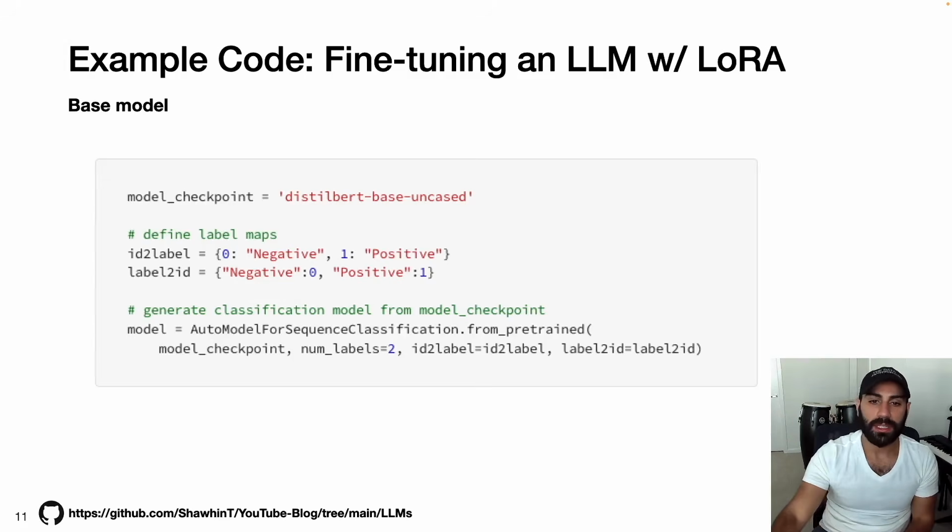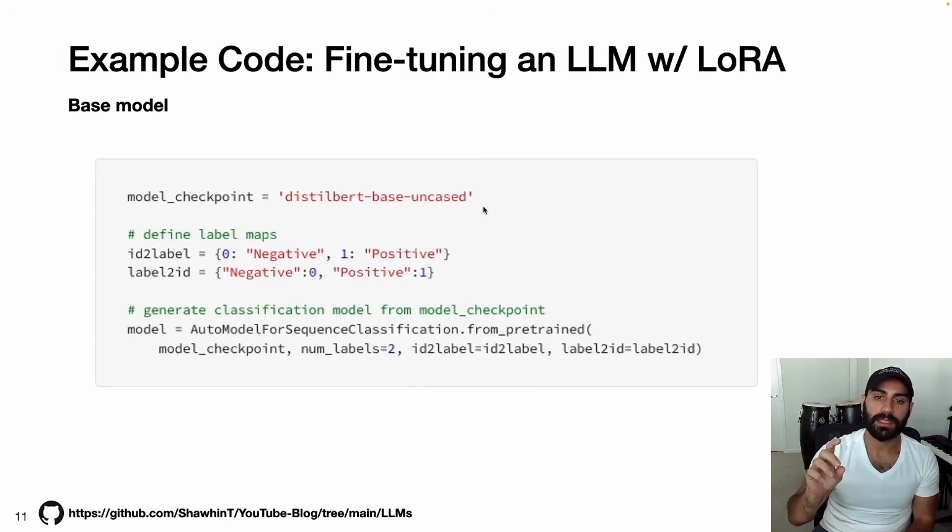So to do that, we need to define some label maps. Here we're just defining that 0 is going to mean negative and 1 is going to mean positive, and vice versa, that negative means 0 and positive means 1. Now we can take these label maps and our model checkpoint and plug them into this nifty AutoModelForSequenceClassification class available from the transformers library, and very easily we import this base model specifically ready to do binary classification.